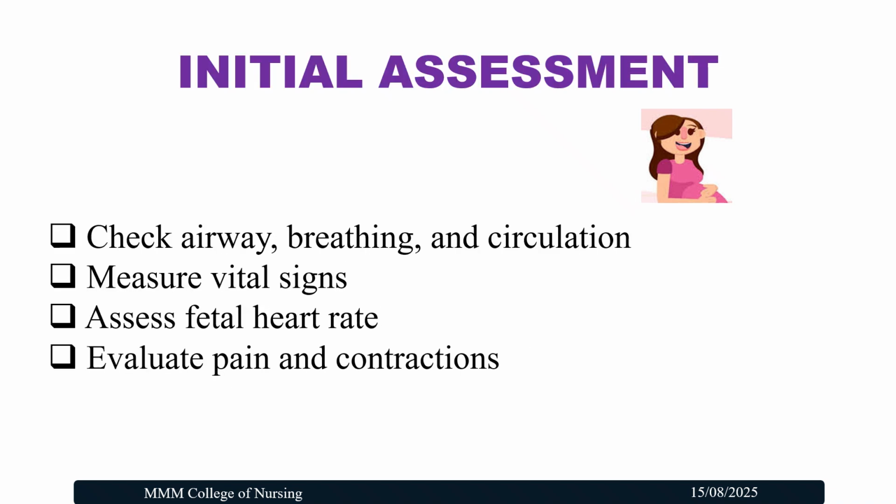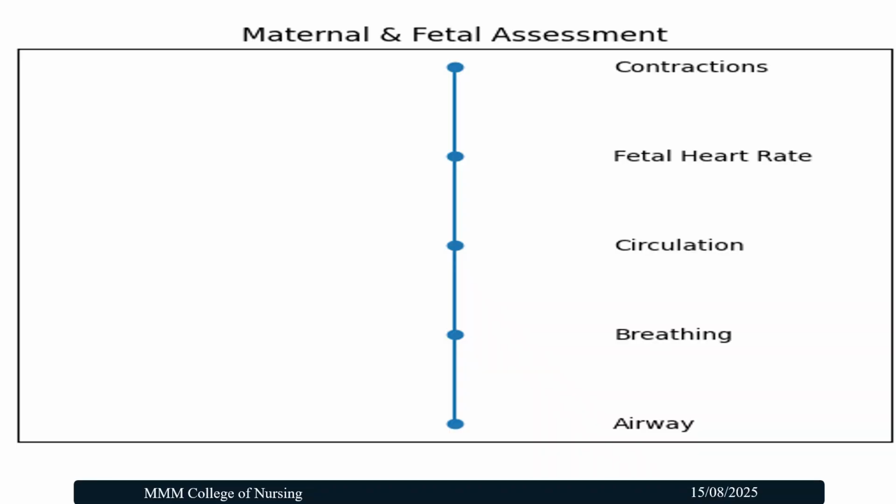In the initial assessment, as we discussed in the flow of triage, first we check the airway, breathing and circulation. And we measure the vital signs, assess the fetal heart rate, and evaluate the pain and the contractions. So here is the maternal and fetal assessment flow. First, we check the airway and breathing, circulation, fetal heart rate, and the contractions. If there are any abnormalities, then based on the severity, we categorize into category 1, 2 or 3.